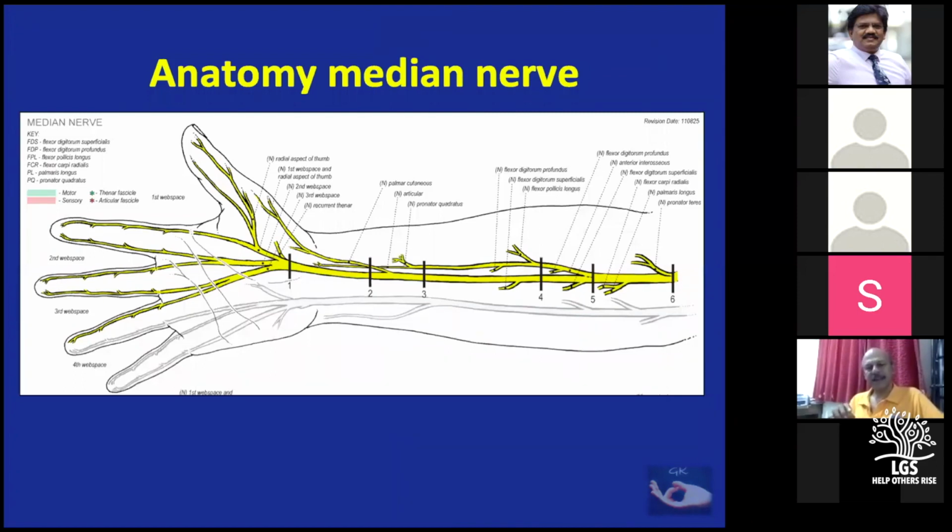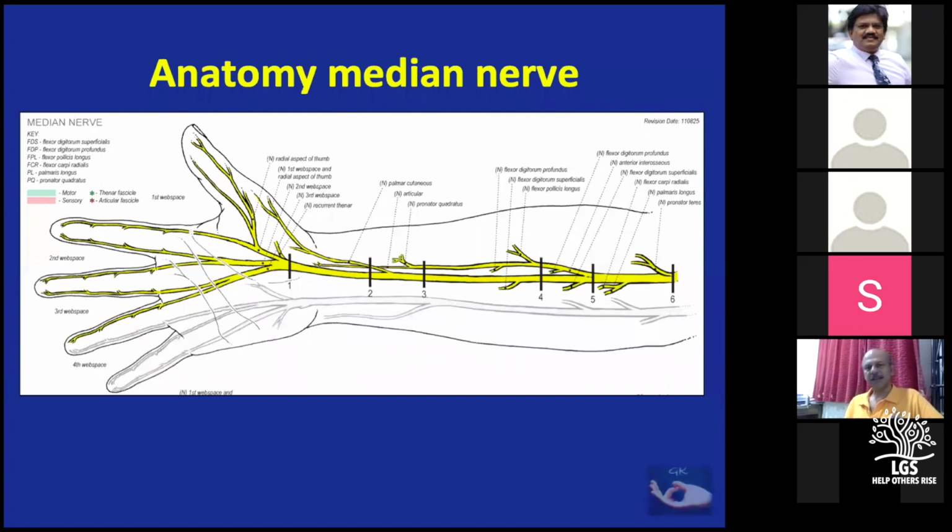As the median nerve enters the elbow, it gives off the branches to the common flexor origin. That is, it supplies the flexor carpi radialis, the palmaris longus, the flexor digitorum superficialis, and the pronator teres. These 4 muscles are supplied as soon as the median nerve crosses the elbow and enters the forearm. Then it gives off the deep branch, that is the anterior interosseous nerve, which supplies the flexor digitorum profundus of the index and middle fingers, and supplies the flexor pollicis longus, then supplies the pronator quadratus.